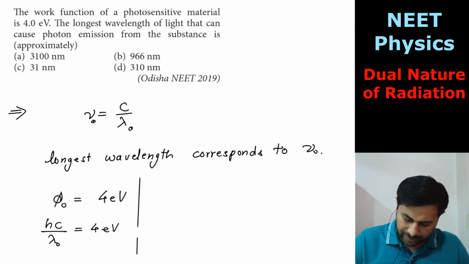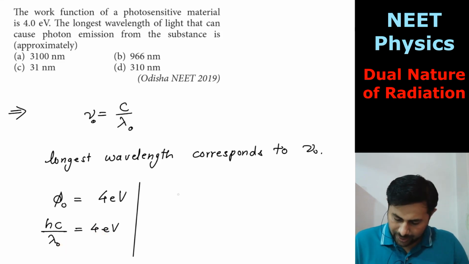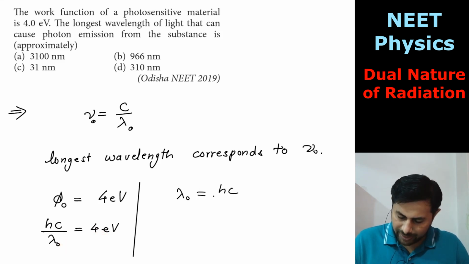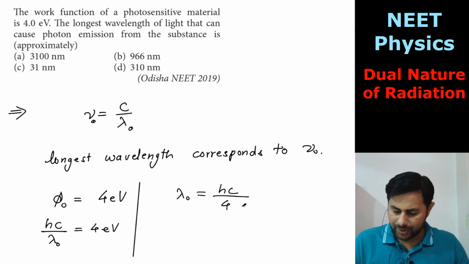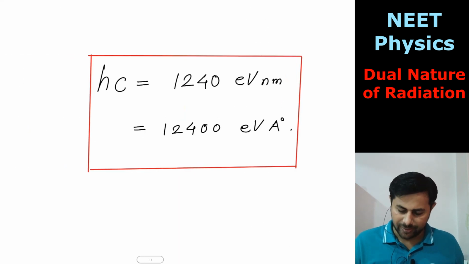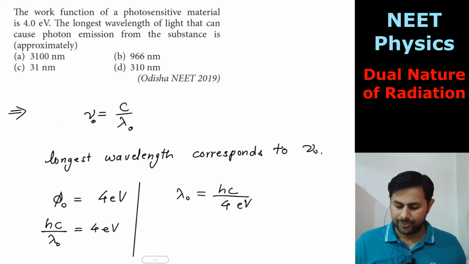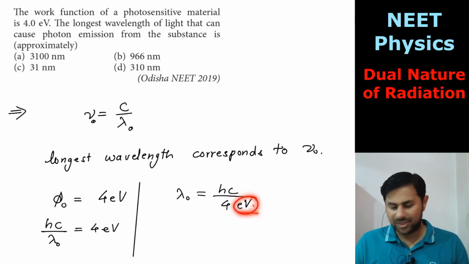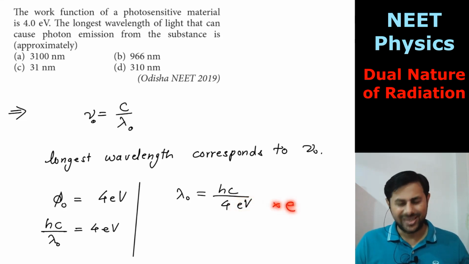And then you can just move that lambda naught to that side. Lambda naught is equal to hc divided by 4 electron volts. So see, that expression, I mean this value, we need to use it here. Otherwise, if we substitute h and c, then it takes a long time to solve this. Also, this thing we need to convert to joules, so we need to substitute the charge of the electron as an extra thing, right?